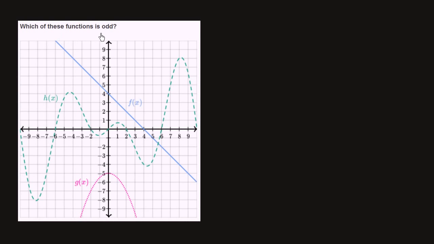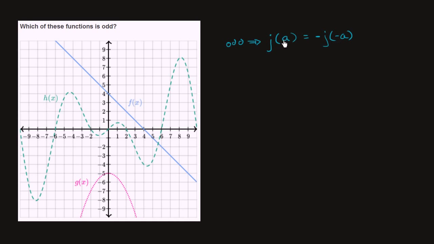Which of these functions is odd? Let's remind ourselves what it means for a function to be odd. I have a function, and since they've already used f, g, and h, I'll use j. A function j is odd if you evaluate j at some value, say j of a, and j at the negative of that value, and these two things are the negative of each other.